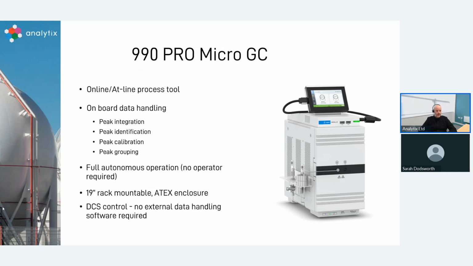This can also be built into industry standard enclosures. We can enclose it into a 19-inch rack, so it can be placed into rack alongside other process analyzers. It can also be built into ATEX proof enclosures, so anywhere that needs ATEX spark proof, it can be built in. There's no external data handling software at all with this, because, as I mentioned, the DCS does the control. We download methods and calibrations, and then the micro GC will talk to the DCS directly.